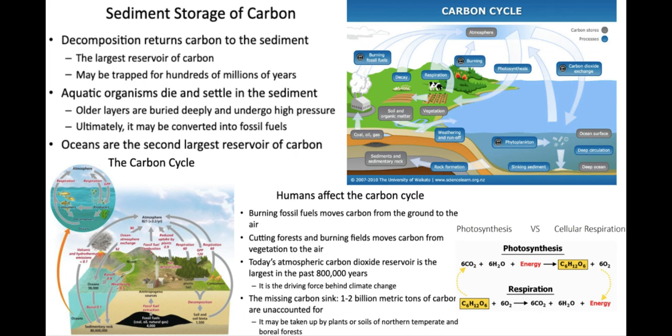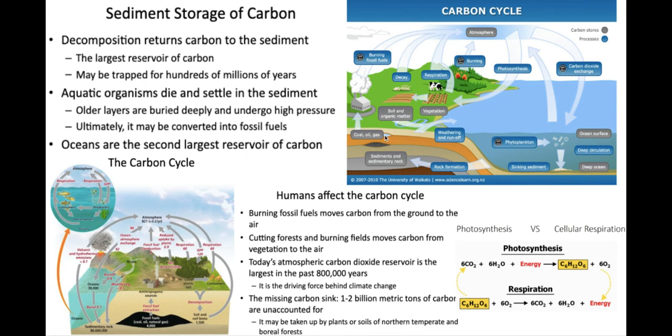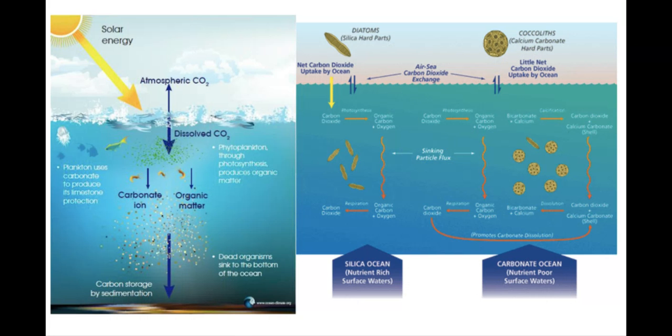So burning fossil fuels is going to move carbon from the ground to the air. Cutting the forest, anything, is going to change the amount of carbon. The reason why we're putting more carbon than whatever was circulating before is because we're taking out carbon that hasn't been touched for so long. So of course we see that carbon increase in terms of amount.